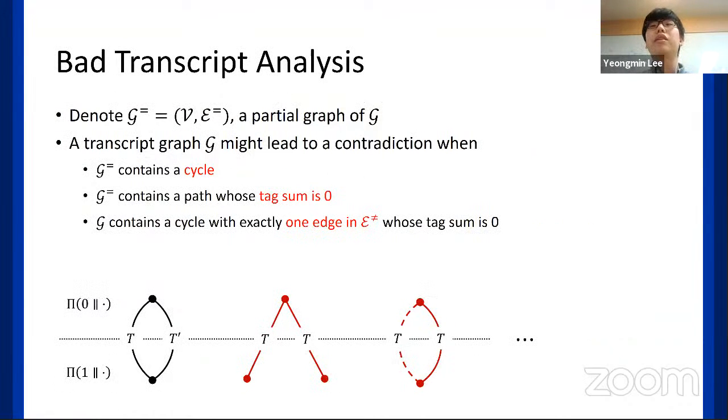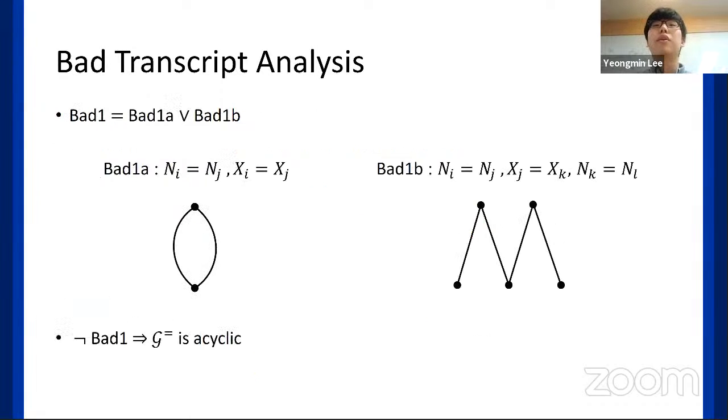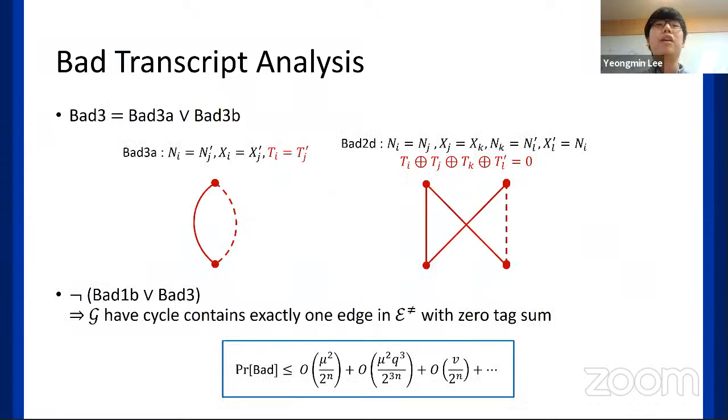The next step is to define the bad transcript. Some transcript graphs might lead to a contradiction when one of the 3 conditions holds. Now let's find the detailed bad events. Bad1 holds if either Bad1A or Bad1B holds. Bad1A is the event which has a length-2 cycle, and Bad1B is the event which has a one-directional trail of length 4. Since our graph is always bipartite, all cycles should have even length, and G is always acyclic without Bad1. Bad2 and Bad3 can be defined similarly.